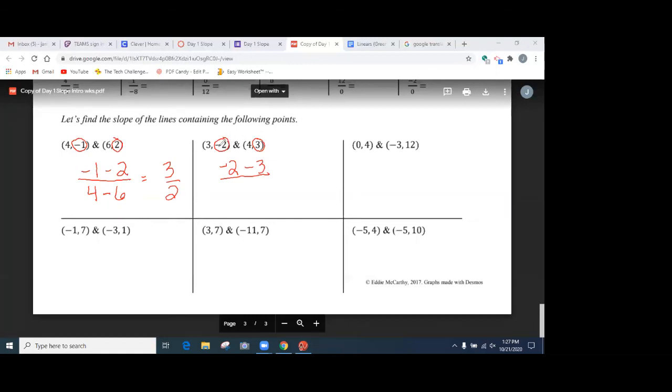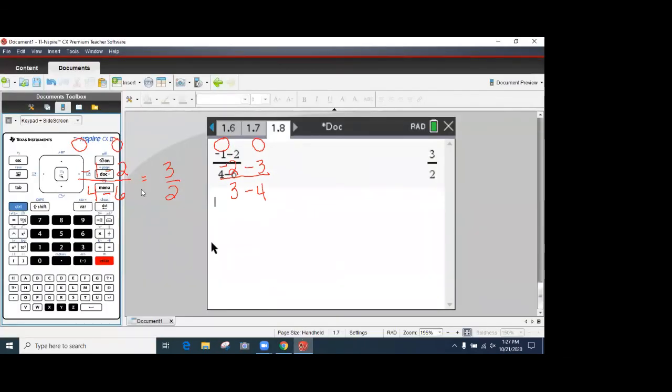All right. What is -2's buddy? 3. So 3 goes on the bottom minus the other x, and we're subtracting our x's on the bottom. So it's 3 minus 4. Always put a minus sign. Very good. So throw this into your calculator. You've already got it, but I want everybody else to be able to practice it.